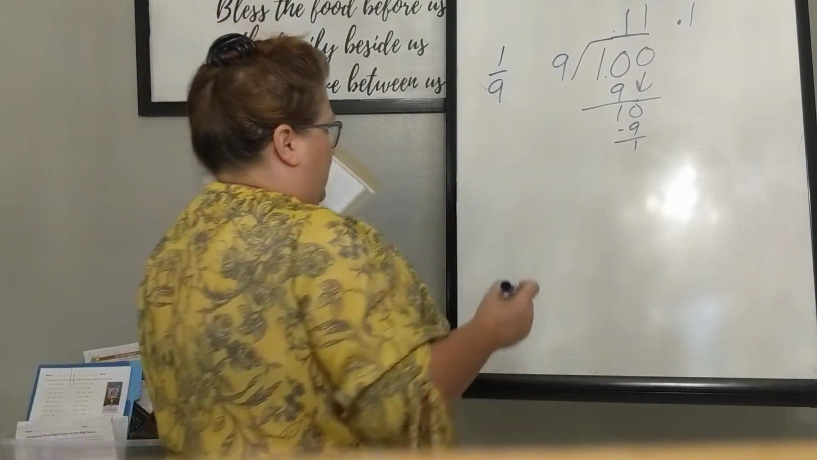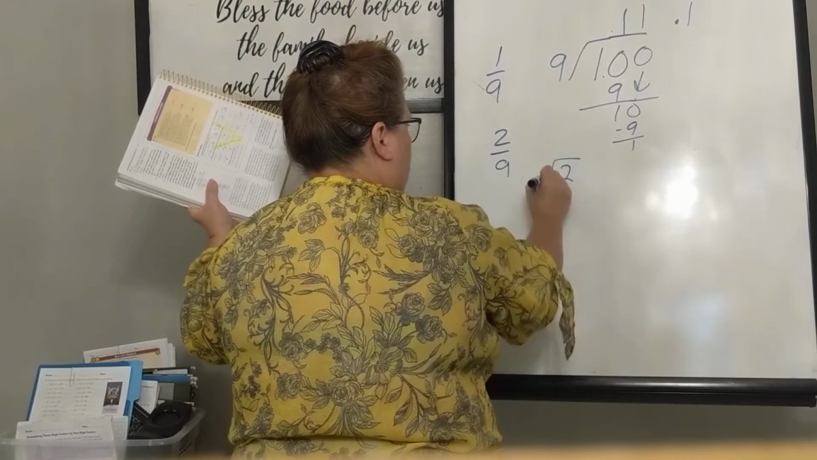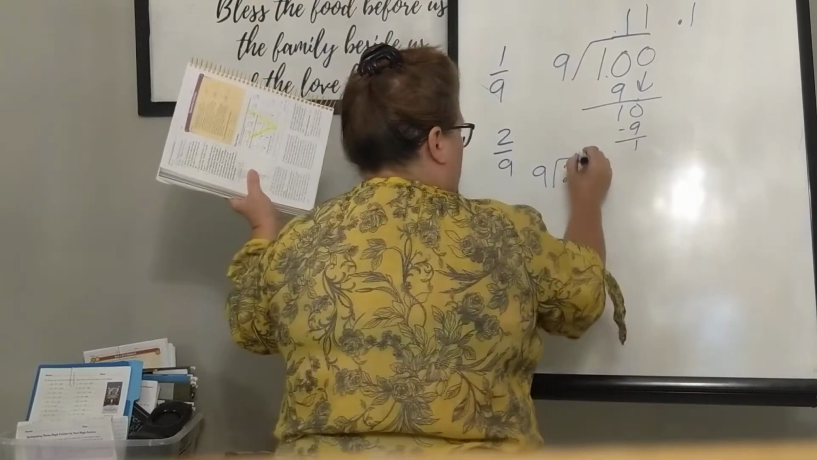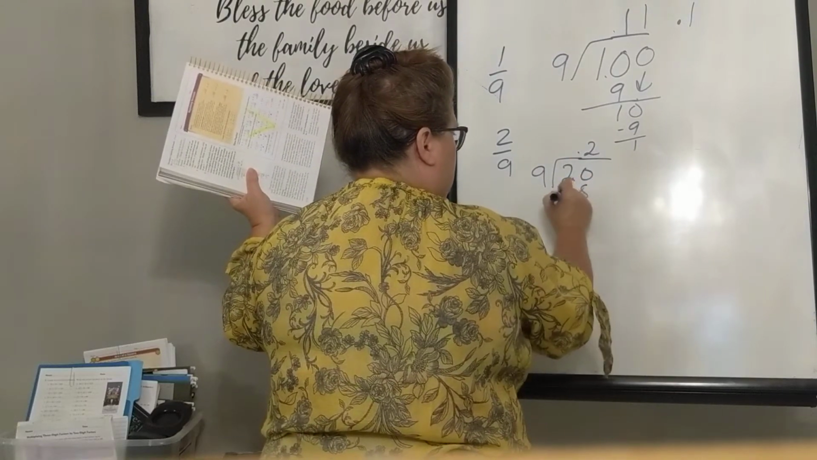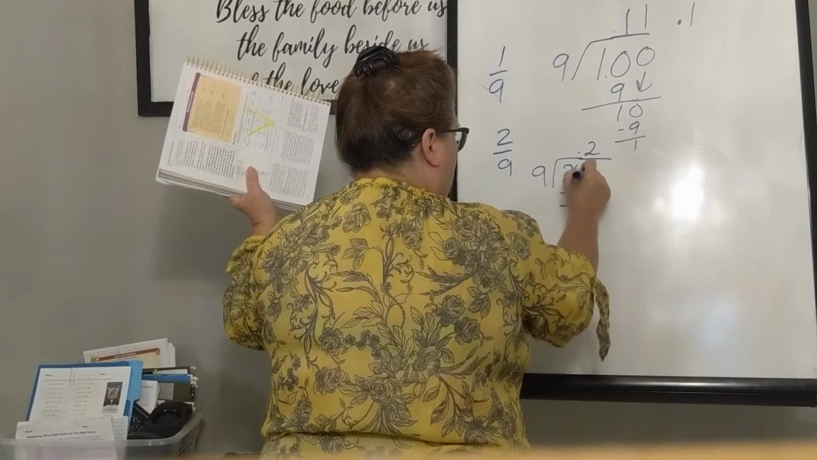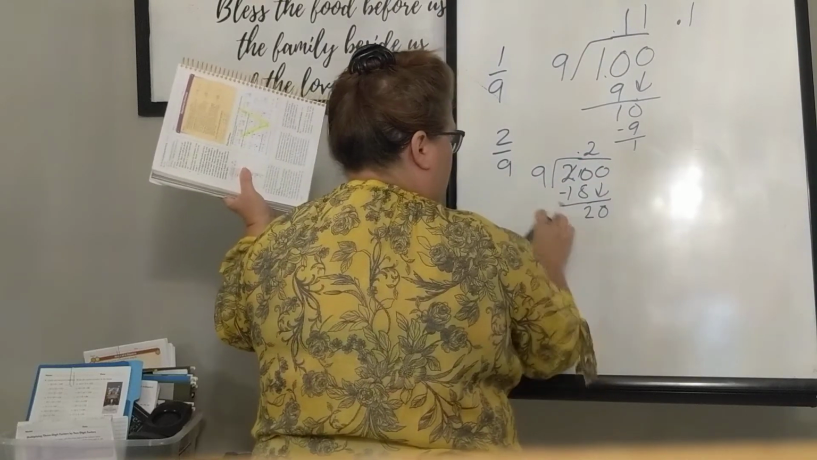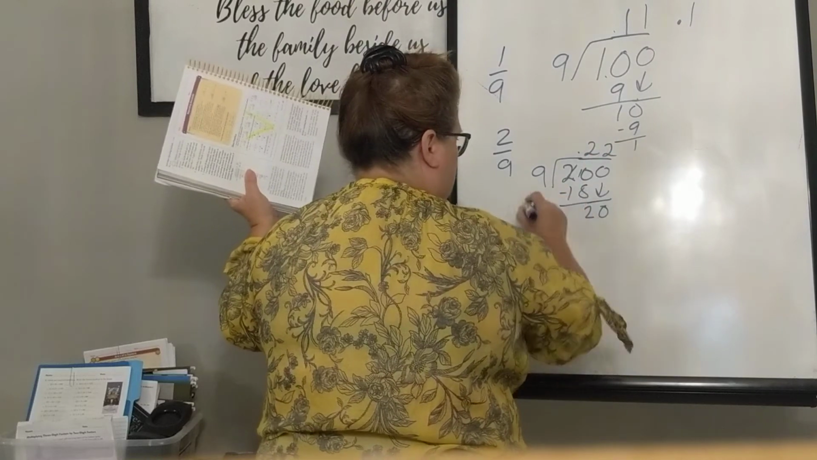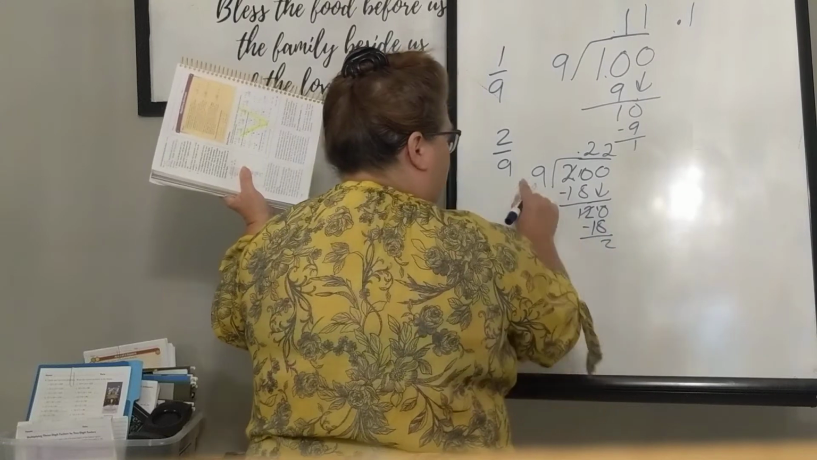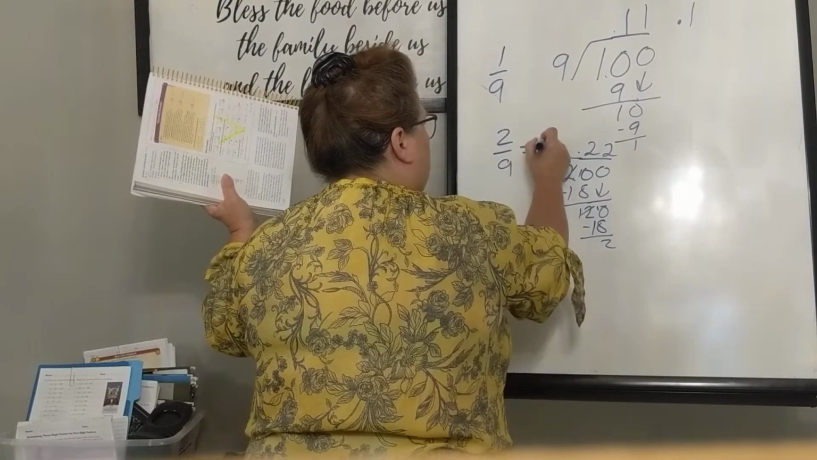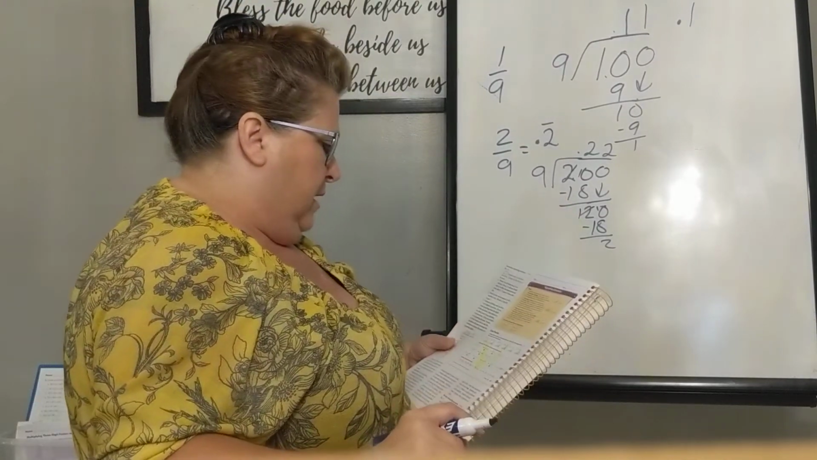Next we have 2/9, or 2 divided by 9. 9 will go into 20 2 times. 9 times 2 is 18. 20 minus 18 is 2. We annex the 0. Bring it down. 9 will go into 20 2 times. 9 times 2 is 18. Y'all see it already? It's repeating already. So 2/9 equals 0.2 with the line over it. 2 is repeating.